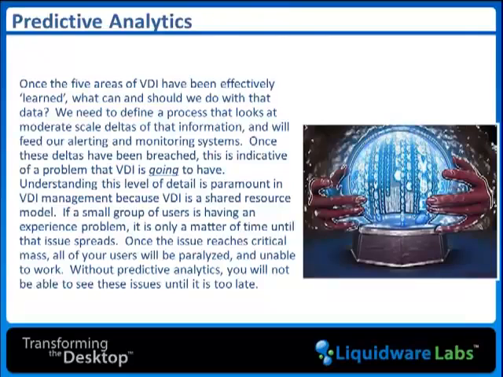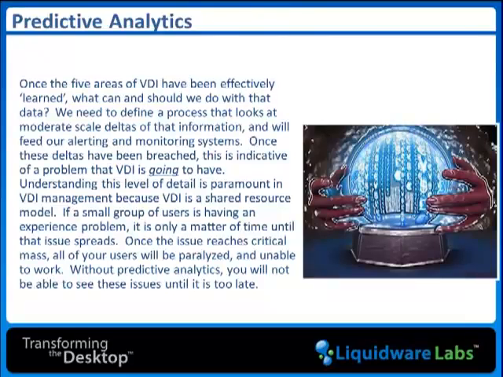Now, understanding this level of detail is paramount in VDI management because VDI is a shared resource model. A small group of users is having an experience problem. It's only a matter of time until the issue spreads. So essentially, you could look at this akin to a virus. Once one of your machines gets a virus, it's just going to spread to another and another and another. But in fact, what we have with VDI is resource consumption issues. So if one user or 10 users or 20 users start consuming a lot of IOPS, then you have no more IOPS to give to the rest of your thousands of users, then everybody views VDI as being slow.